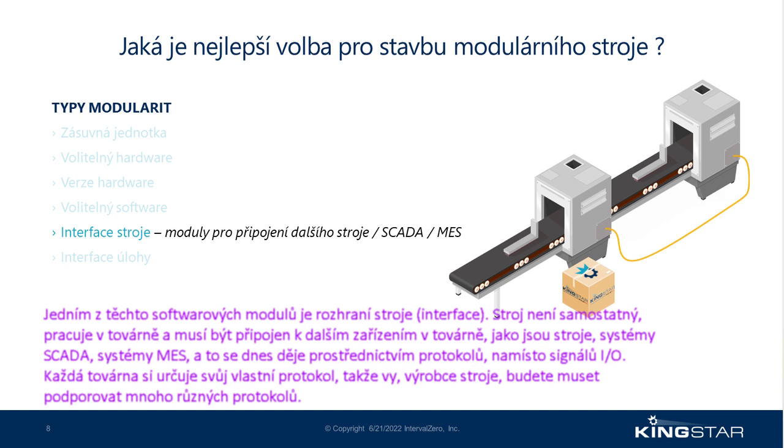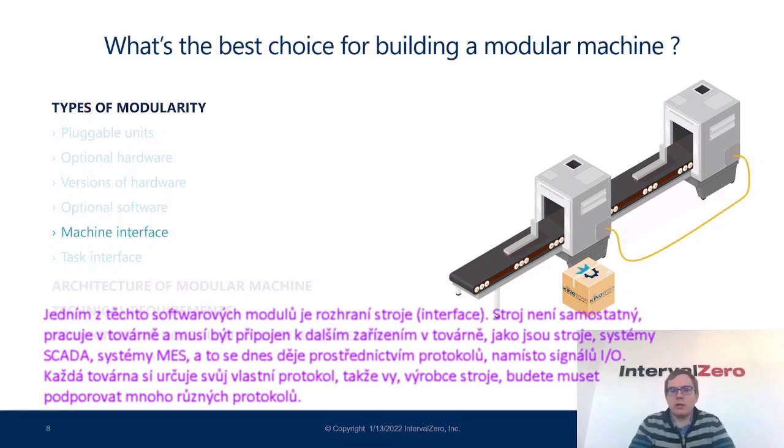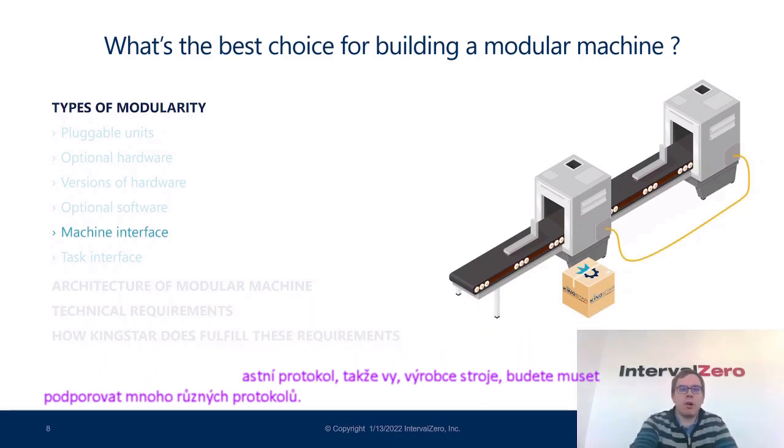Now, a machine is not standalone, it works in a factory, it has to be connected to other equipment in the factory, such as machines, SCADA systems, MES systems. And this is done through, nowadays, protocols instead of IOs, and every factory decides its own protocol. So the machine builder will have to support many different protocols for it.